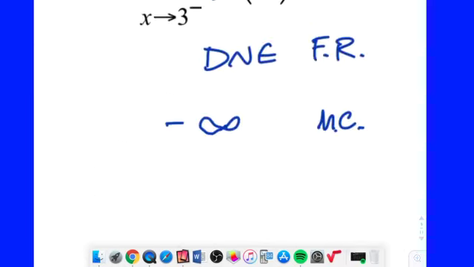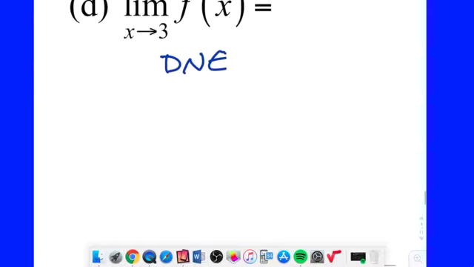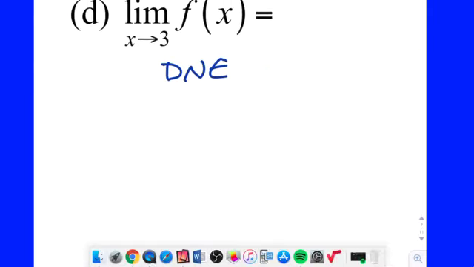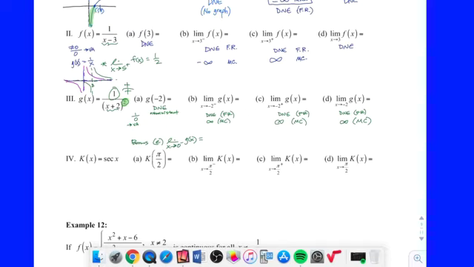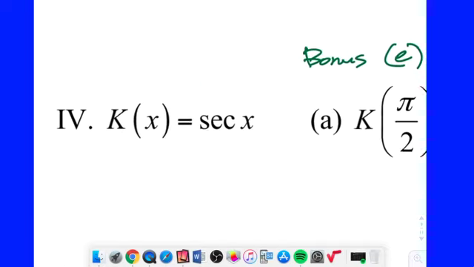So over here, because it was down on one side and up on the other, this had to be D and E. We don't give two answers for a limit. We don't say plus or minus infinity. All right, so last one, take a minute and do K of X equals secant of X. I know y'all remember secant. The reciprocal of, yeah, cosine.